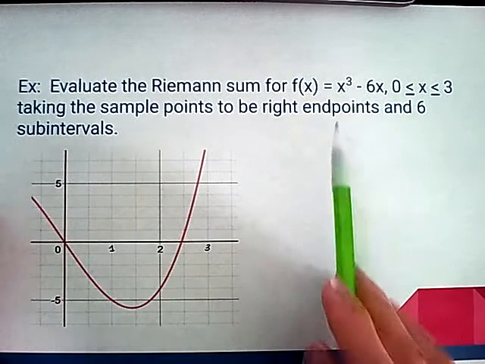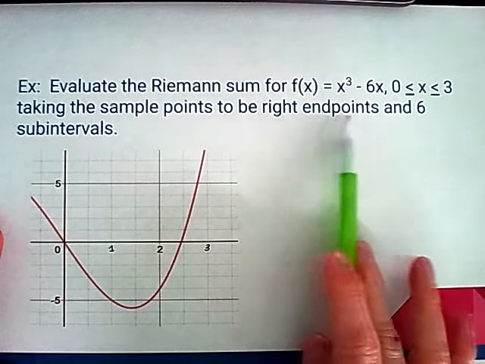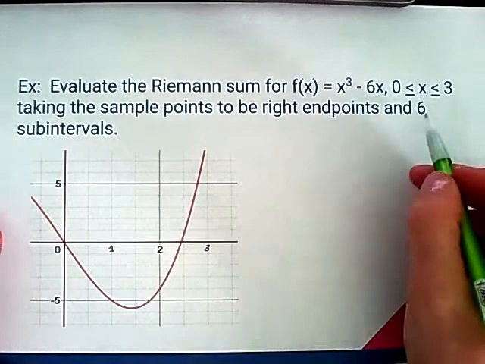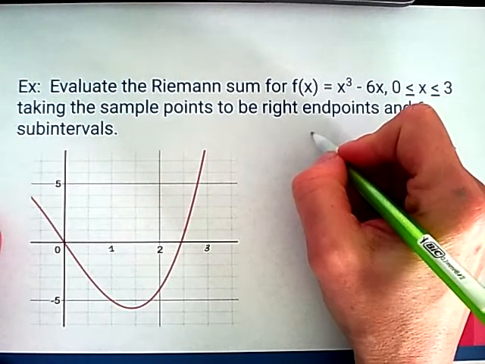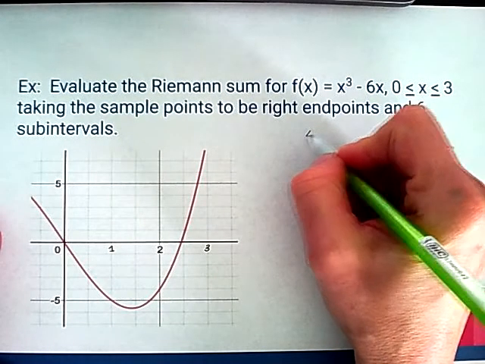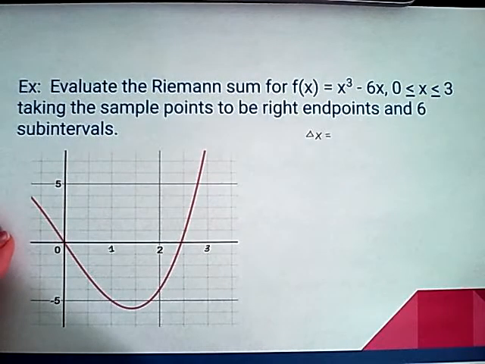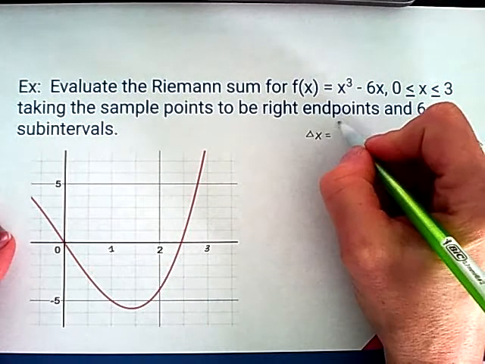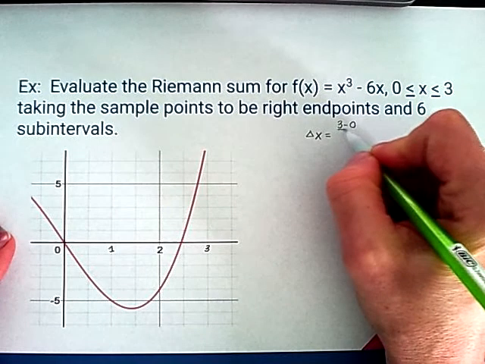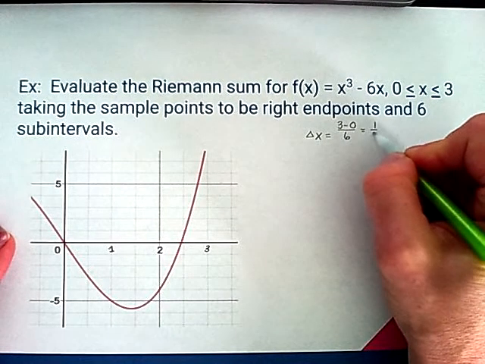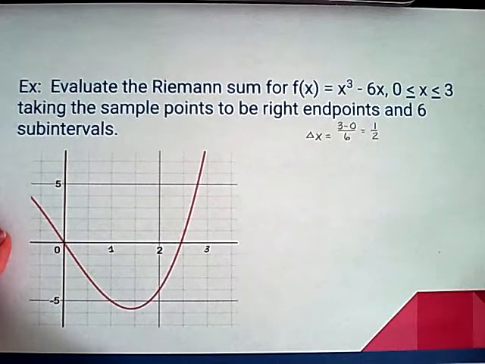So when we mark off this area, it's telling us to use right-handed endpoints. So starting with those 6 subintervals, we need to calculate what that delta x is going to look like, just like we did in our last lesson. So our delta x is going to be the difference of our endpoints divided by how many subintervals we're going to use. So our delta x, the width of each rectangle, is going to equal 1/2.